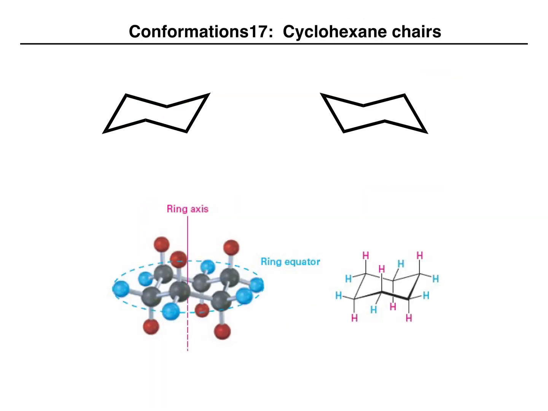Now we need to fill in some details on our cyclohexane rings. So first of all, let's keep in mind that we can draw cyclohexane like this, flat, and then we have hydrogens in front and we have hydrogens back behind.